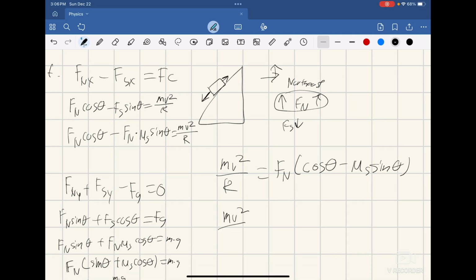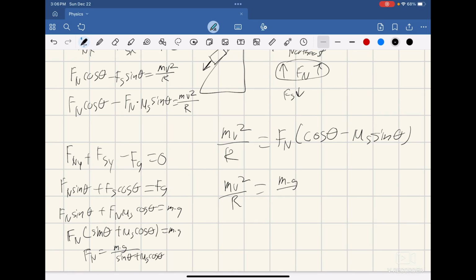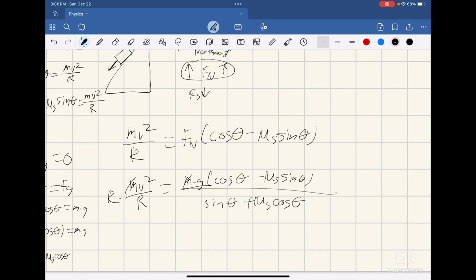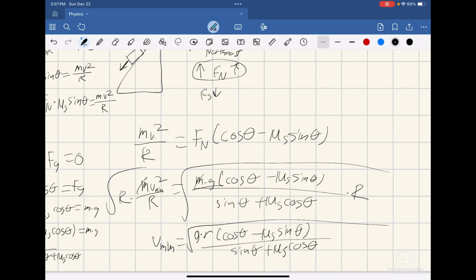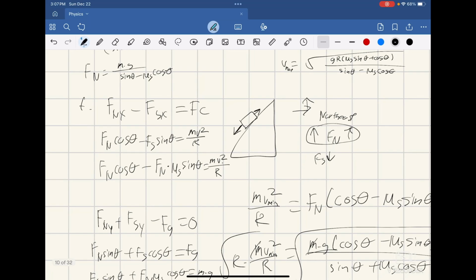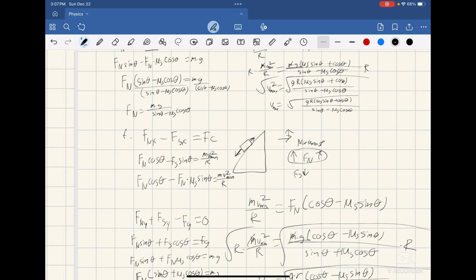We have mv squared over r is equal to mass times gravity times cosine theta minus mu s sine theta over sine theta plus mu s cosine theta. And all we have to do is multiply both sides by r, and then square root both sides, and we're left with v min equal to the square root of g times r times cosine theta minus mu s sine theta over sine theta plus mu s cosine theta. Now I'll put v min in all of these as well. And that is how you find v min.